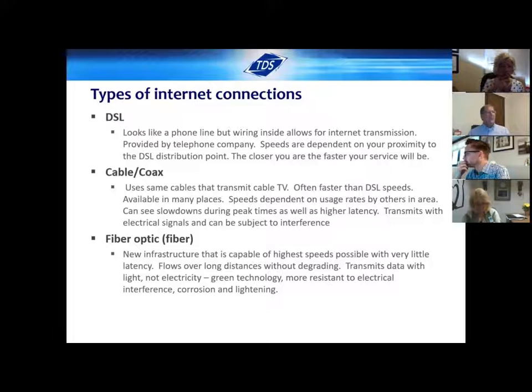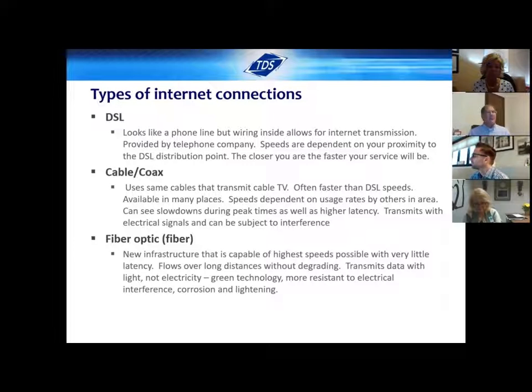And then you have the cable and the coax companies, and they use the same cables that transmit their TV, and then it's typically always faster than DSL. And it's pretty much widely available. The speeds are dependent on usage rates by others in the area. And you can see slowdowns during peak times as well as high latency.